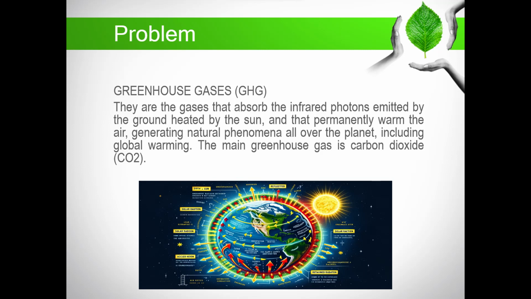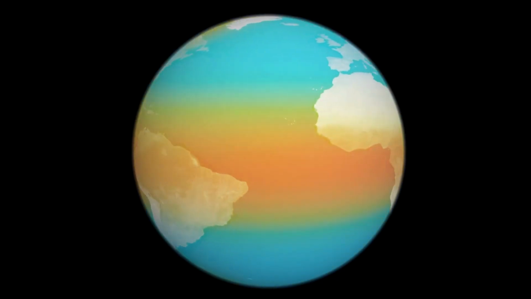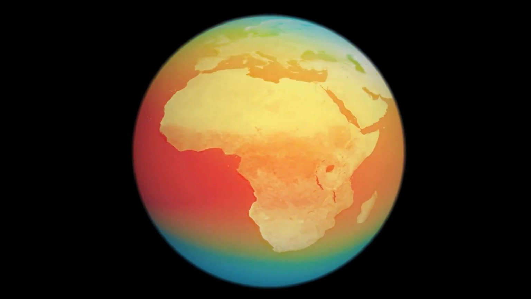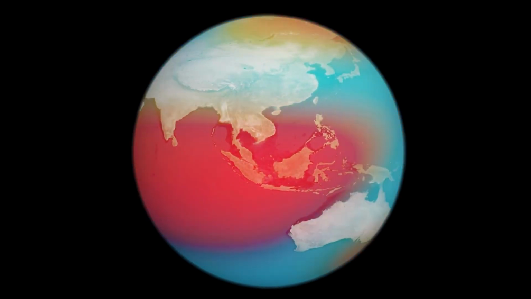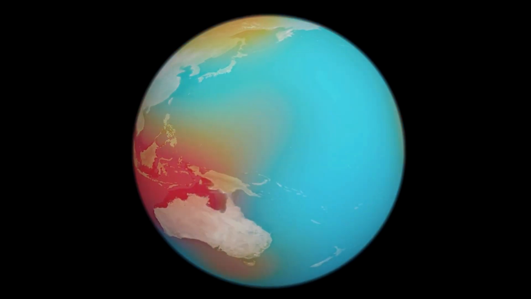Greenhouse gases, GHGs, are crucial in regulating Earth's climate. They absorb and re-emit the sun's heat, maintaining our planet's temperature. However, excessive GHG levels intensify the greenhouse effect, causing global warming and climate change. Carbon dioxide, CO2, is the most significant GHG, produced mainly by burning fossil fuels, deforestation, and industrial activities.